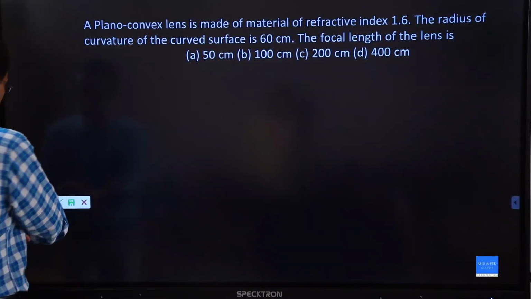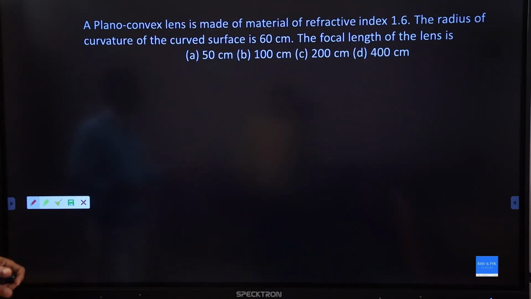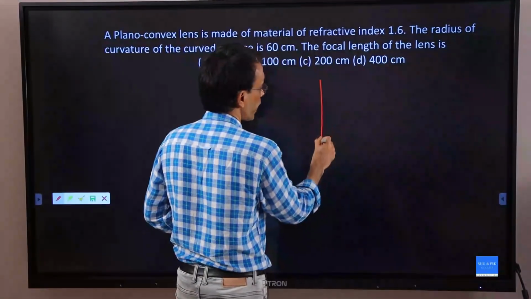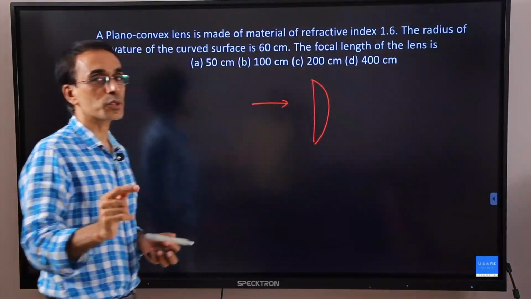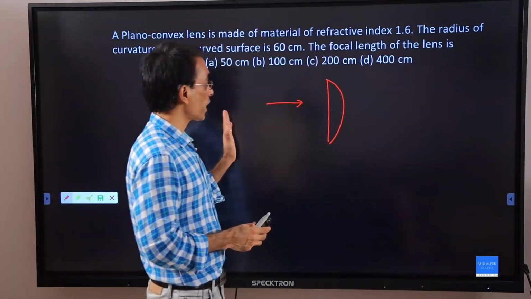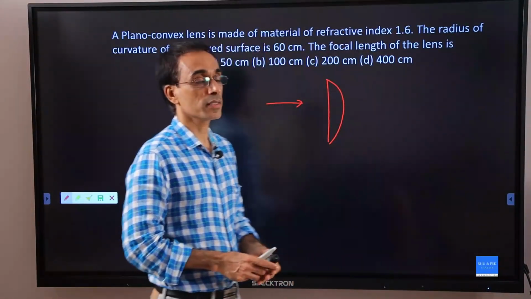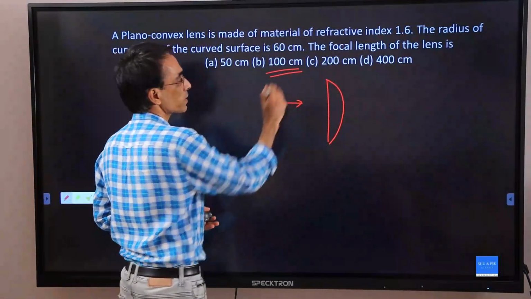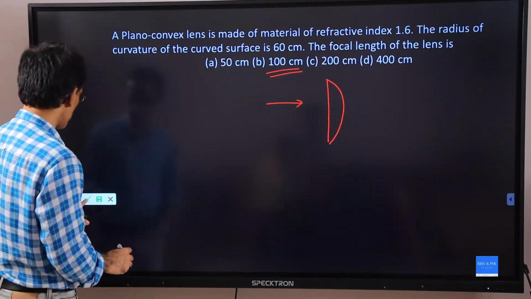See here, what I did is that I took a plano-convex lens, then I allowed light to fall on this surface. Many times students ask what will happen, even in an examination. The focal length when light falls from this side is f. What is the focal length when light falls from the other side? We have done that in this way, and we got the answer as 100 centimeters. So we are going to change the side.